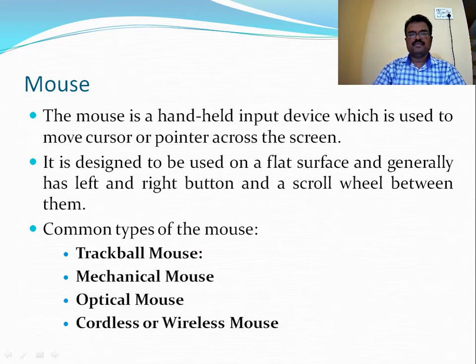So the next input device is the mouse. Mouse is a handheld input device which is used to move the cursor or pointer across the screen. Mouse is called a pointing device. The mouse is designed to be used on a flat surface and generally has a left and right button and a scroll wheel between them. It is a pointing device used to move the cursor, the mouse pointer, across the screen. Wherever we want the cursor on the screen, we can go directly to that particular point by using the mouse pointer. So this is also very useful in graphic applications.